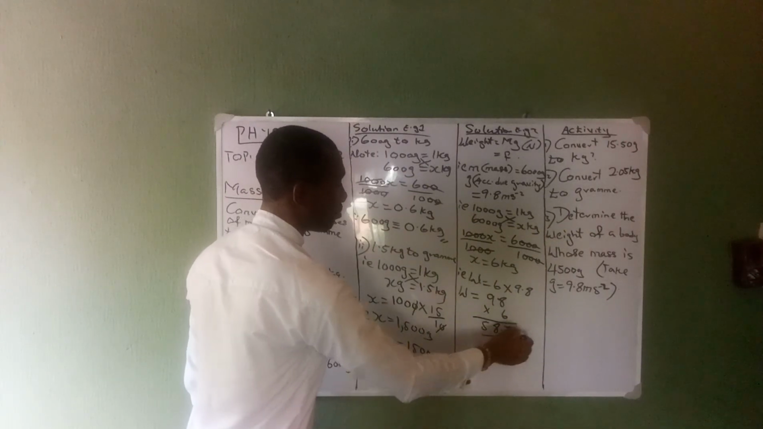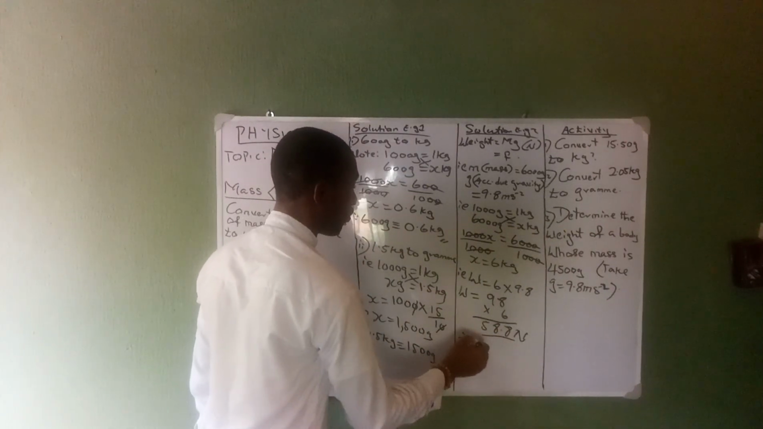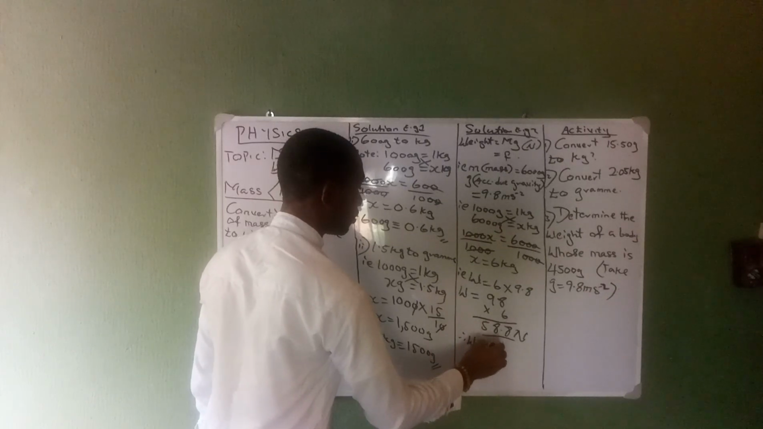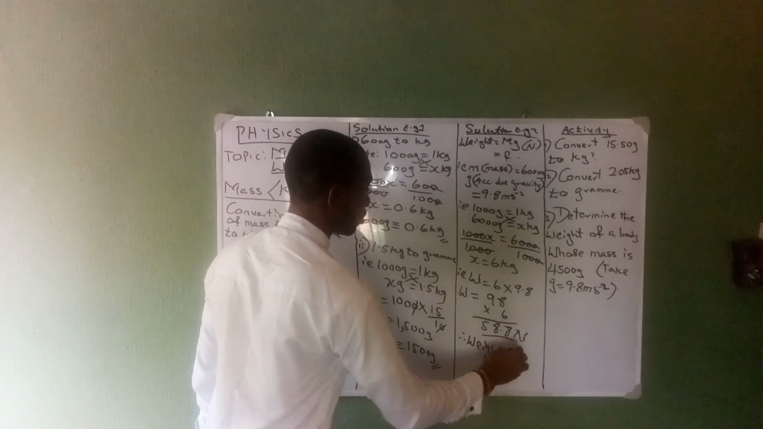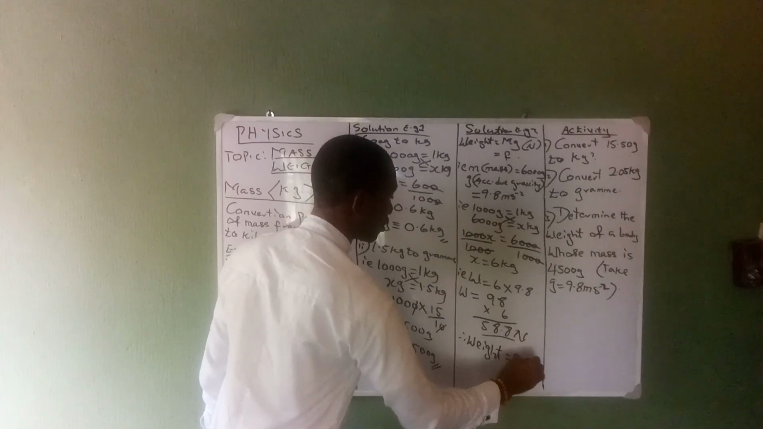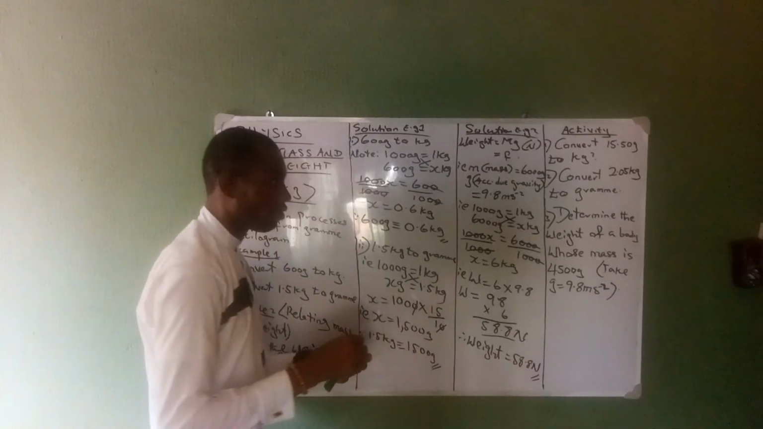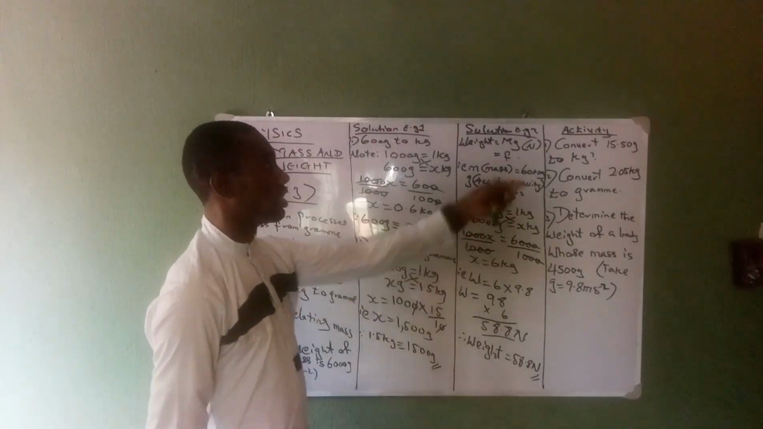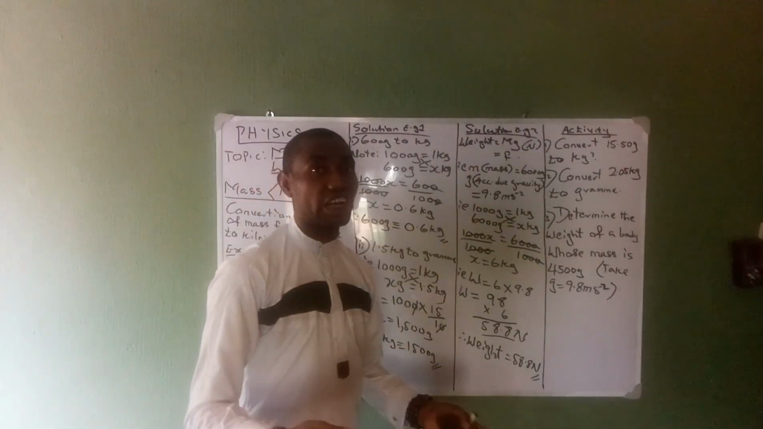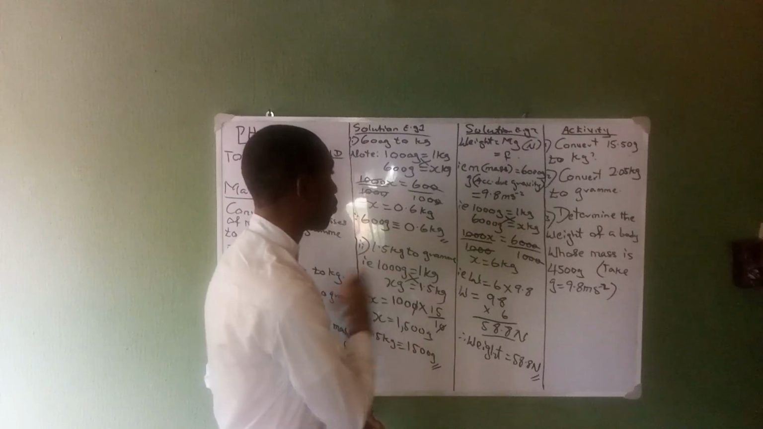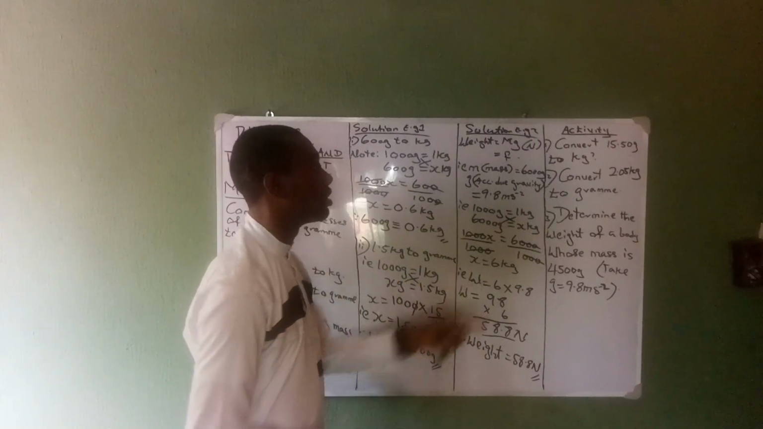So we'll have it as Newton. So we'll say that therefore the weight of the body is equal to 58.8 Newton. So that is the weight of the body. Now if you watch here, this is an activity for you to also try on your own in regards to what we have just done here on this board.